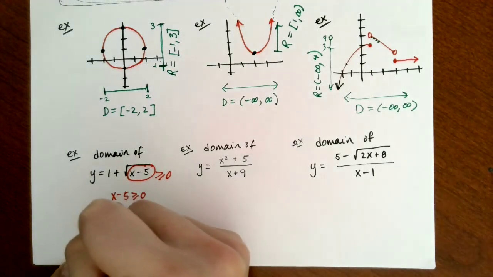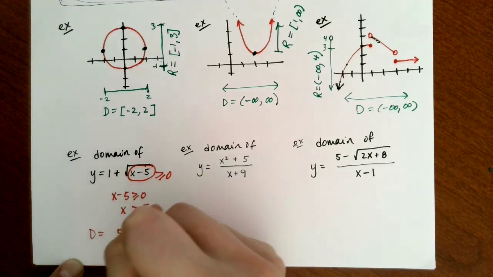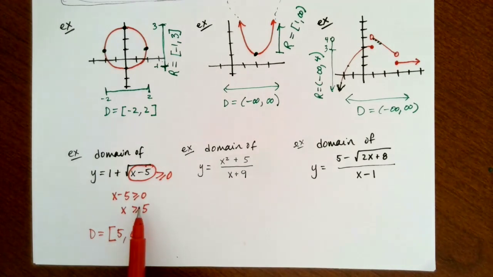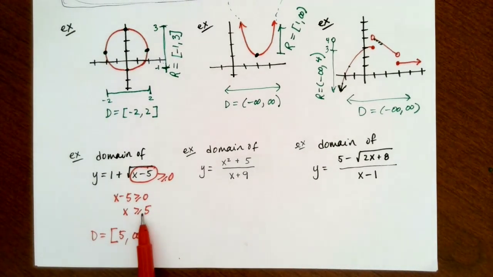So I'm going to write this in interval notation. I want to say everything from 5 and up. And I put a bracket on the 5 because of the or equals here. So from this, we'll always get a bracket. All right, so that's one of our two domain restrictions for now. Anything under a root set greater than or equal to 0 and solve.